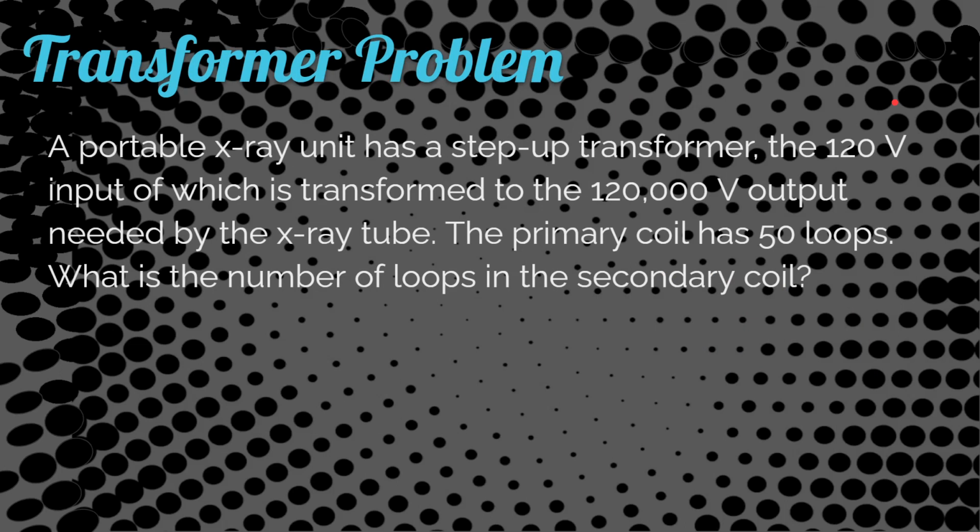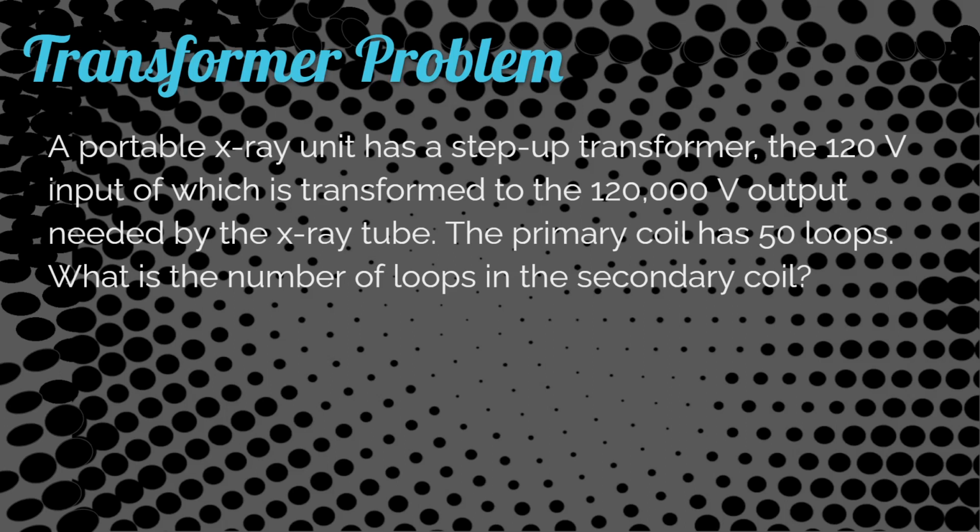Here's the only math that you need. This is the type of calculation that you need to be able to do. It says a portable X-ray unit has a step-up transformer, the 120 volt input of which is transformed to 120,000 volt output needed by the X-ray tube. The primary coil has 50 loops. What is the number of loops needed in the secondary coil?